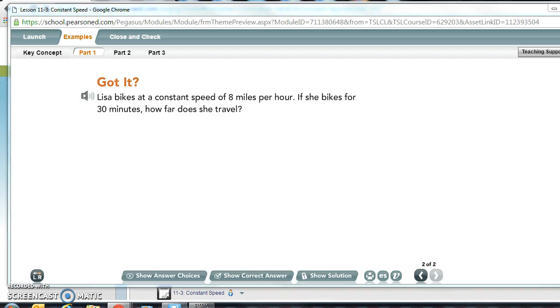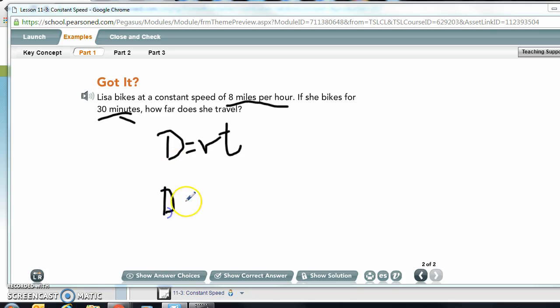Let's try this next problem together. It says Lisa bikes at a constant speed of 8 miles per hour. If she bikes for 30 minutes, how far will she travel? Well, remember, the formula I need to know is that distance is equal to my rate times my time. So my distance, I don't know. My rate or my speed is 8 miles per hour. And my time is 30 minutes.